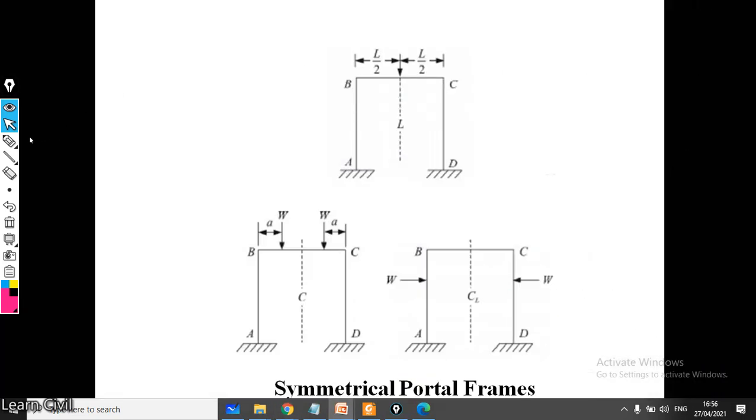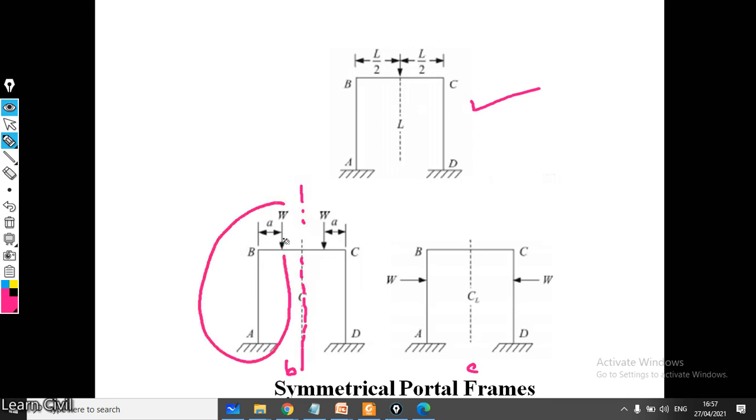You can see here these three frames are symmetrical portal frames. Because if we draw one centroidal axis like this, the part on the left is a replica of the part on the right side. So this will be considered a symmetrical portal frame. You can see in figure B also, if we draw one central vertical axis, the part on the left is the replica of the part on the right side of this frame. You can see the beams are the same.